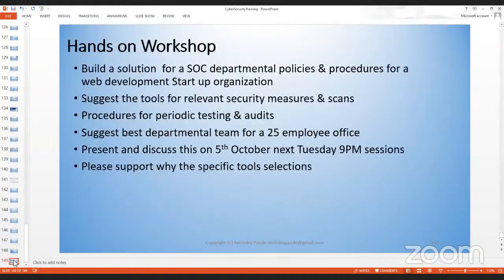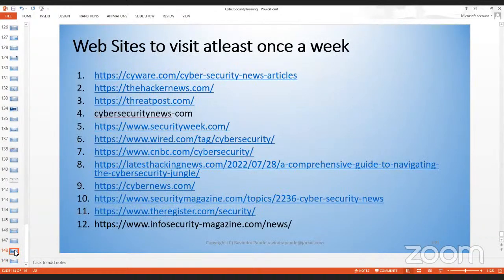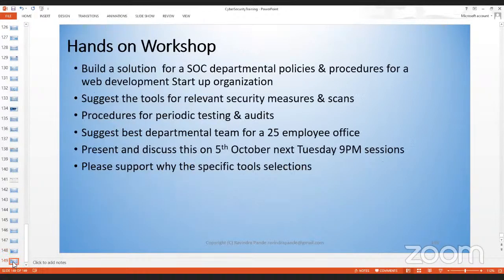Okay, now let's try to understand. Yes, we do have a hands-on workshop as the last leg of our seminar sessions, and we'll discuss this in our next session because we are almost at our last time. I'll share the slides with you so that you understand what we're going to discuss. So next session we'll discuss these 12 sites and a few more, and then we do the hands-on workshop as the last leg of our training sessions.